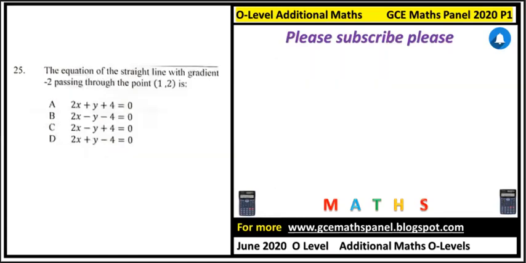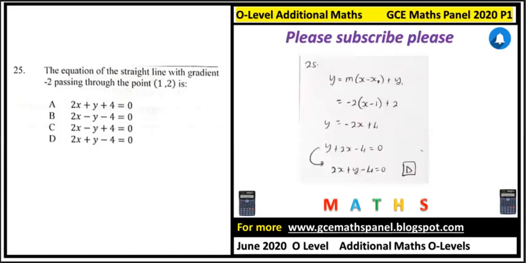25, the equation of the straight line with gradient -2 passing through the point (1, 2) is, we recall that for a straight line, we can obtain the equation by y equals m times (x minus x1) plus y1. And when we put in these values, our line will be 2x plus y minus 4 equals 0.